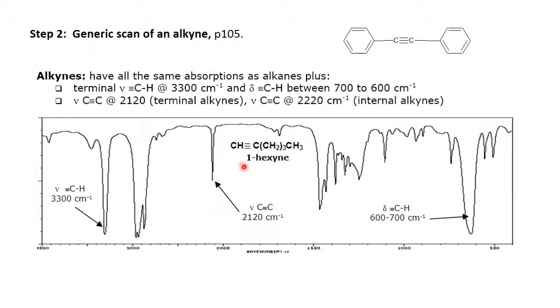Now the generic scan is for a terminal alkyne, in this case 1-hexyne, and we have an internal alkyne. The CH stretches and bends for a terminal alkyne are shown here, but again they won't apply to our internal alkyne, so the only evidence we have is the carbon-to-carbon stretch. In the case of an internal alkyne, this occurs at about 2220 wave numbers, just a little higher than it would in the case of the terminal alkyne.